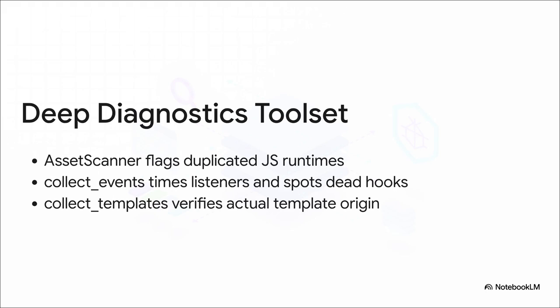And the rest of the deep diagnostics toolset is just as impressive. These layers prevent those nasty front-end library conflicts and finally give you a straight answer on what your code is actually doing. The asset scanner physically reads your rendered HTML. So if a theme hard-codes a copy of jQuery and then a module loads a second copy, Asset Scanner flags it immediately, saving you from those really bizarre JavaScript initialization bugs.